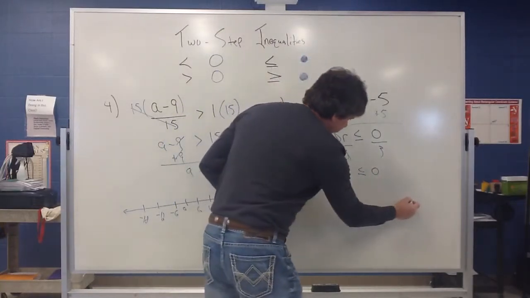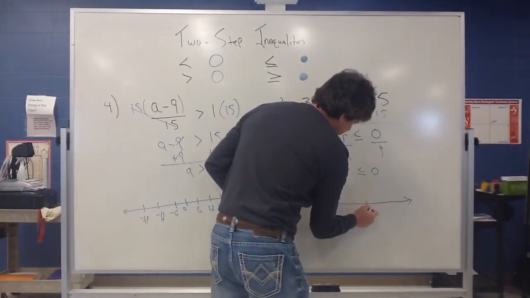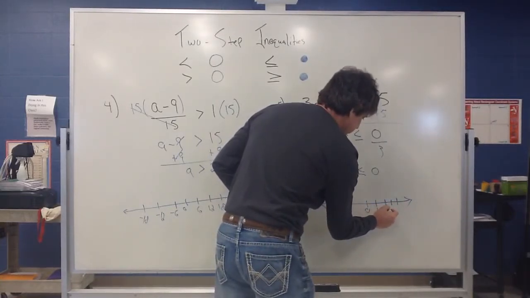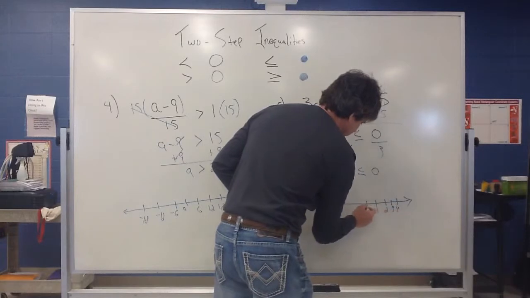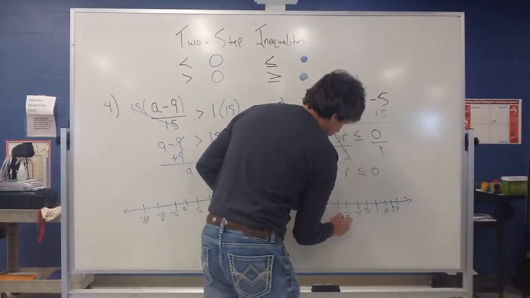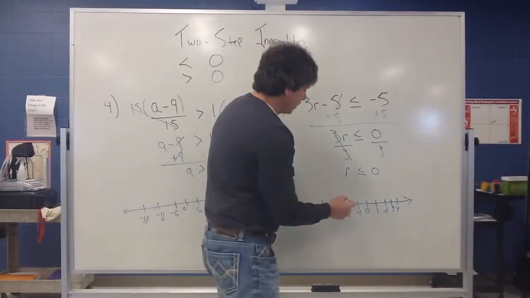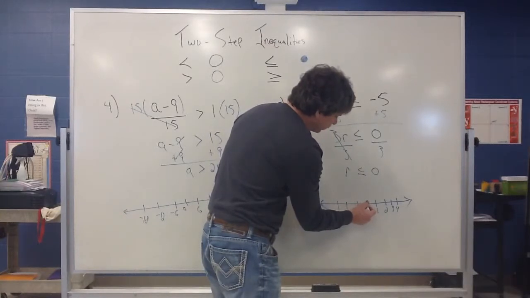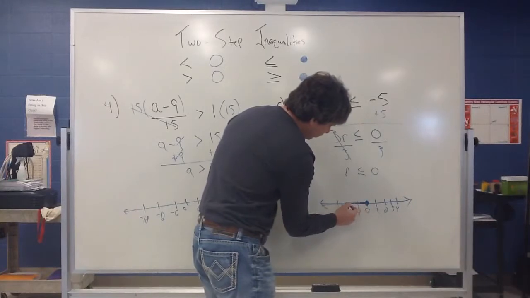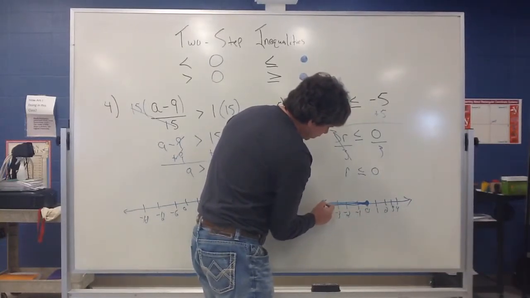So when I draw my solution on a number line, so we have to be less than or equal to 0. That means we use the closed-ended dot. So that means 0 is part of the solution. And I have to shade everything to the left of 0. So my solution would be everything to the left of 0.